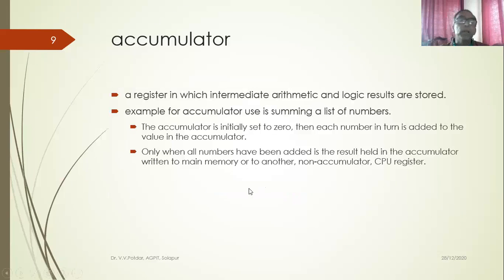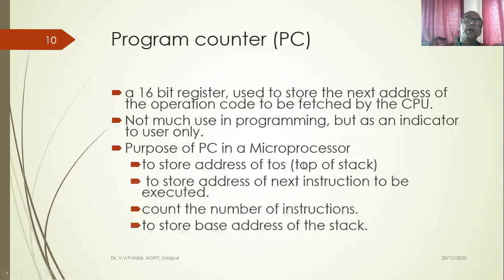Then we have an accumulator, a register in which intermediate arithmetic and logic results are stored. It's called an accumulator. An example of accumulator use is summing a list of numbers. The accumulator is initially set to 0. Then each number in turn is added to the value in the accumulator. Only when all the numbers have been added is the result held in the accumulator written to main memory or to another non-accumulator or CPU register. This is the function of your accumulator.